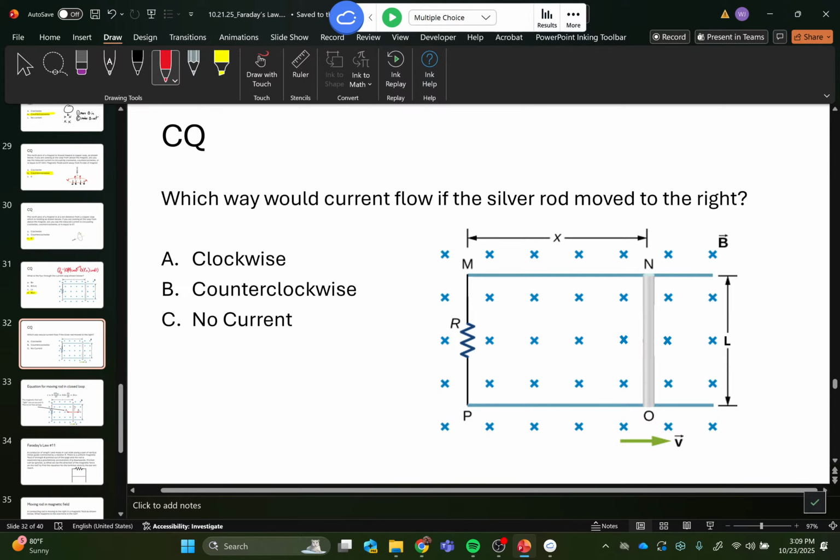Which way would the current move if the rod moved to the right? We've already done this a million times. For the sake of time, I'm not going to do a whole problem. I'll give you 30 seconds to think about it. If you can do it, great. If not, don't worry about it. If not, practice. All right, and the answer is counterclockwise.